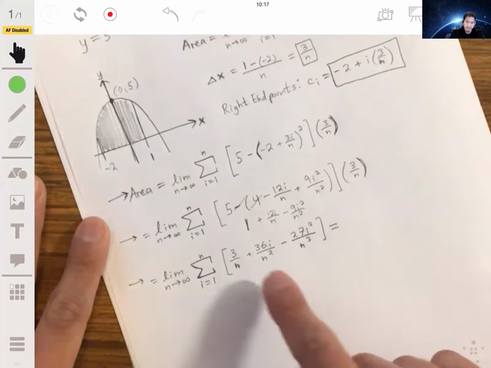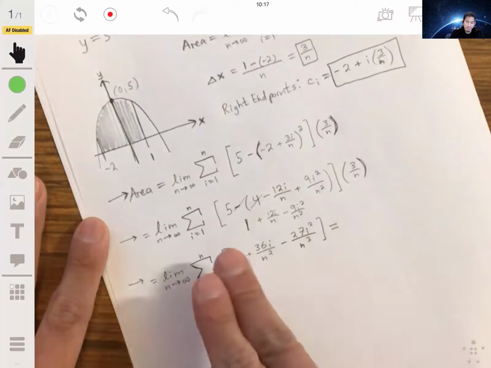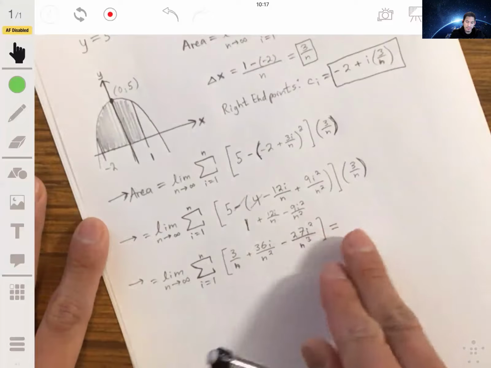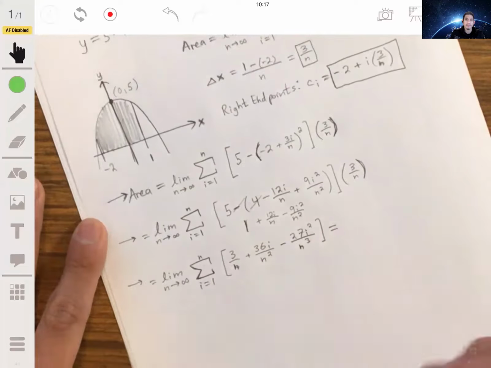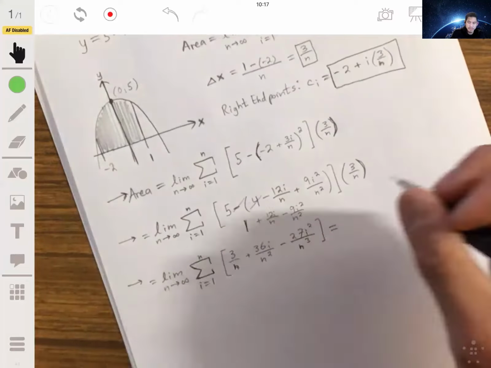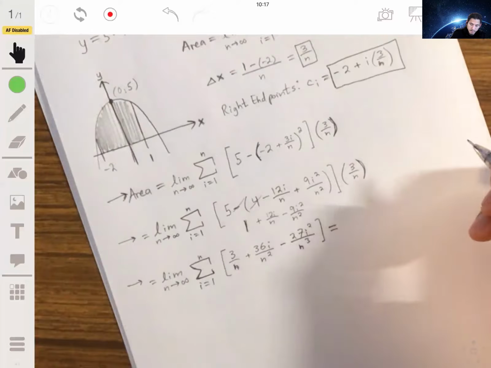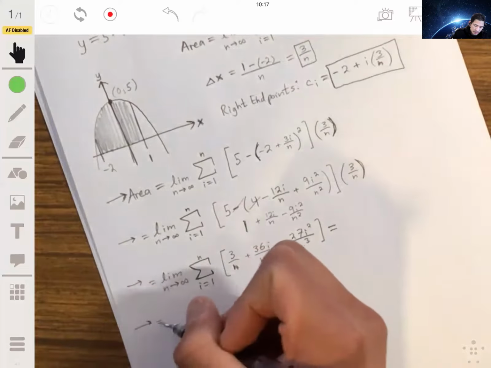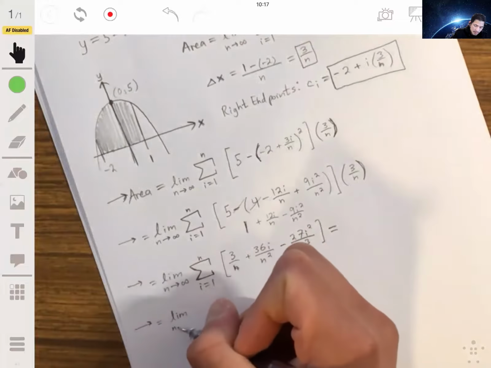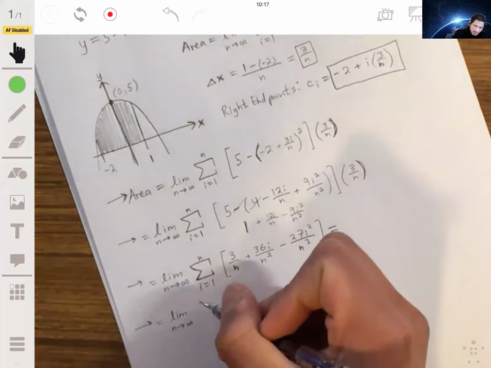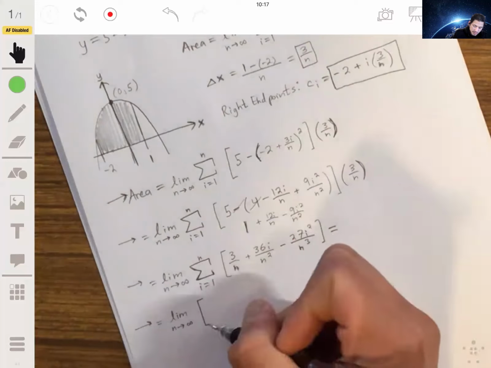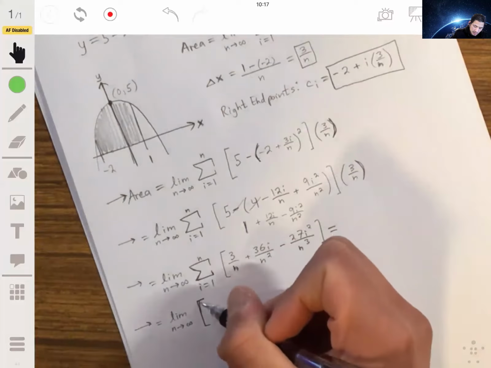And what we can actually do now is make this into three separate sums. So we'll have, I'll just go next line. I hate squeezing work down on the page. So we'll have the limit as n goes to infinity of these three sums.